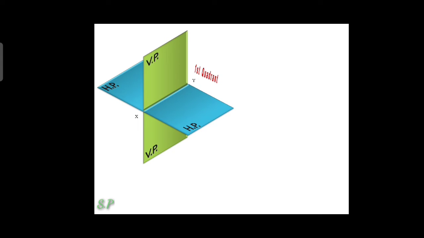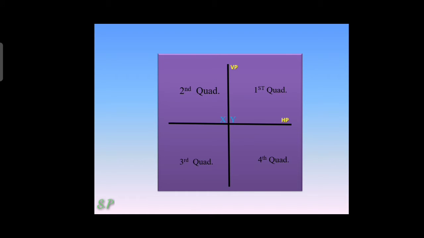And here you know that this is the first quadrant, second quadrant, third quadrant and fourth quadrant. This figure shows how the HP and VP form the four quadrants. This is the VP plane, this is the HP plane, the XY axis, the first quadrant, second quadrant, third quadrant, and next one is the fourth quadrant. A point in space may lie in any one of the four quadrants.